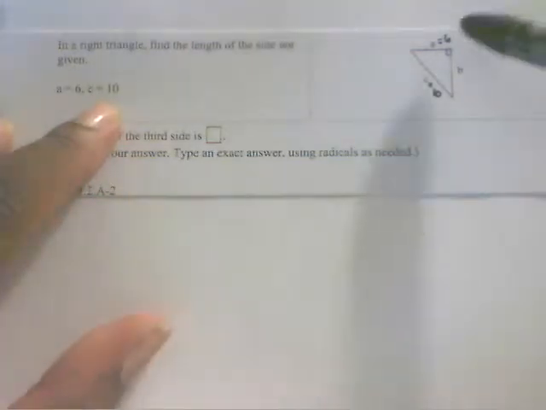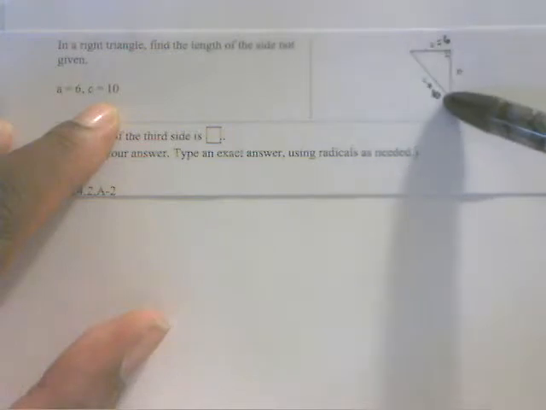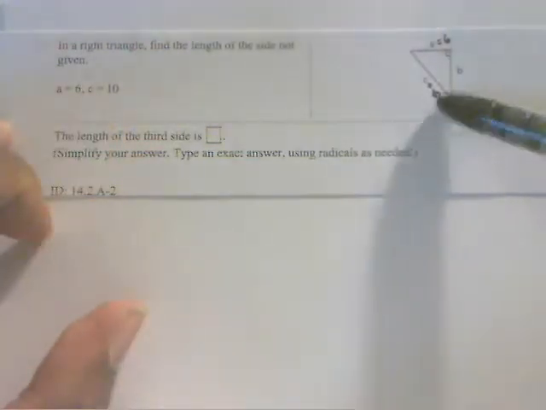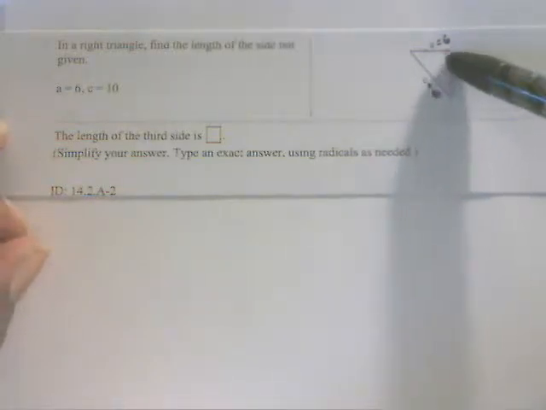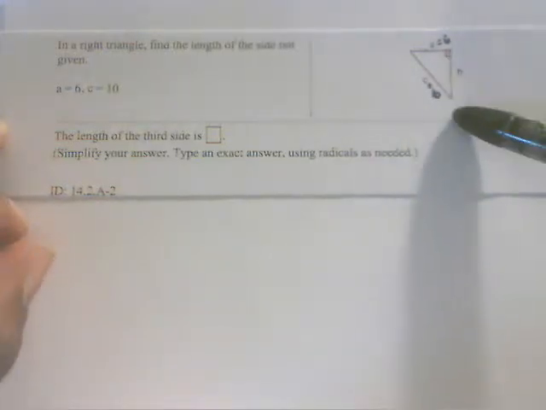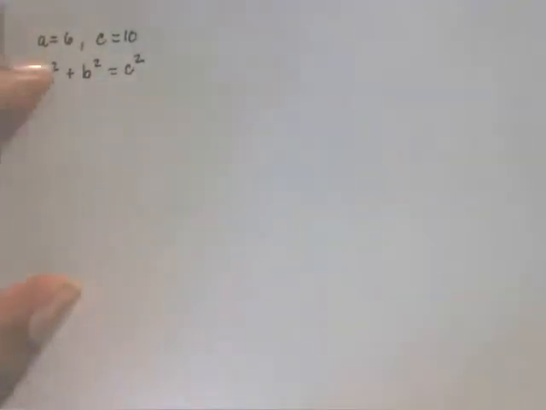In a right triangle, you're going to find the lengths of the sides not given. We know that A is equal to 6 and C is equal to 10. Here's A, and I marked it off as 6, and C is equal to 10. Now this figure is not drawn to scale, and we're trying to find out what the length B is going to be. Here we're going to use the Pythagorean theorem for this situation. I've already written down A is equal to 6 and C is equal to 10.